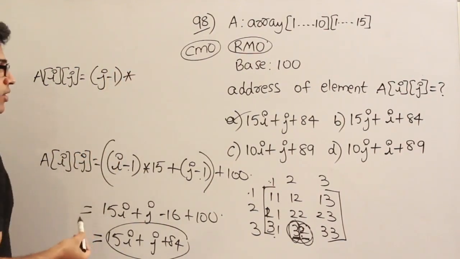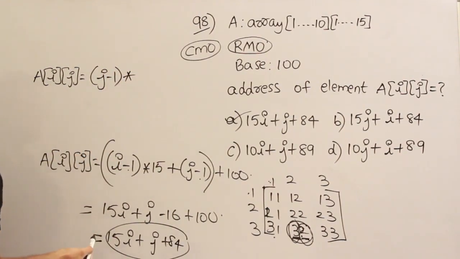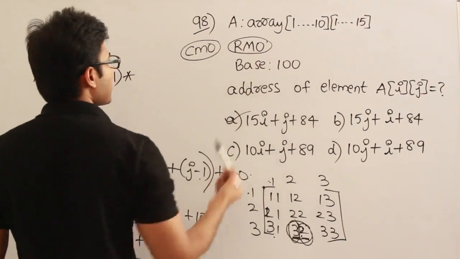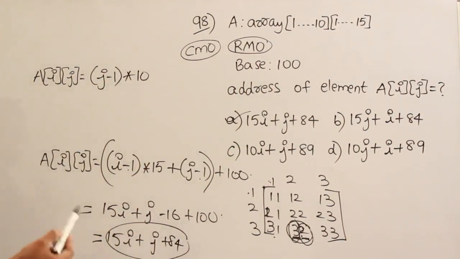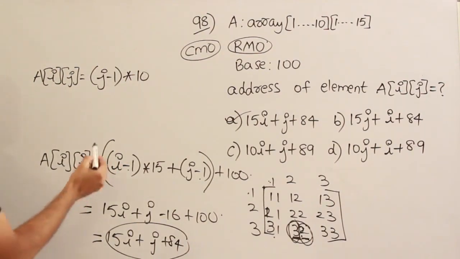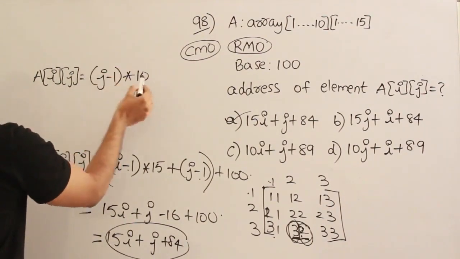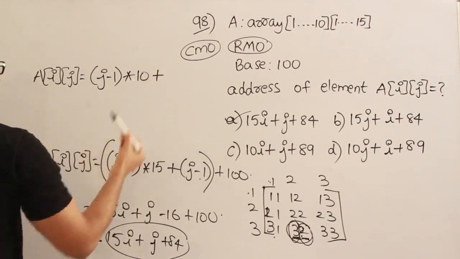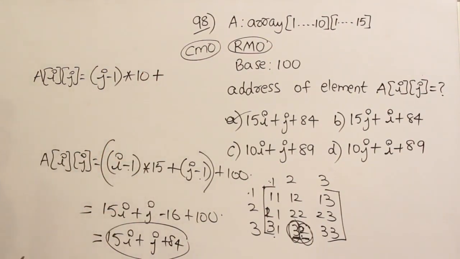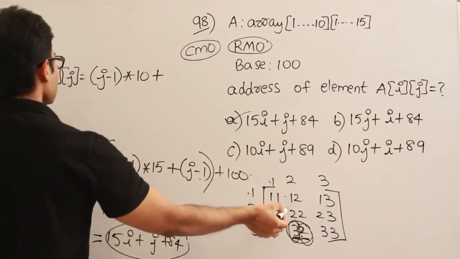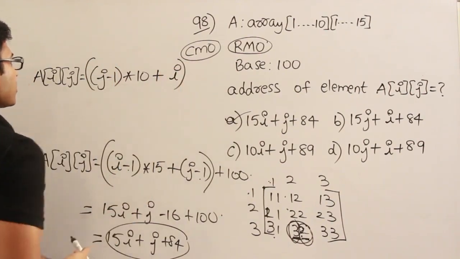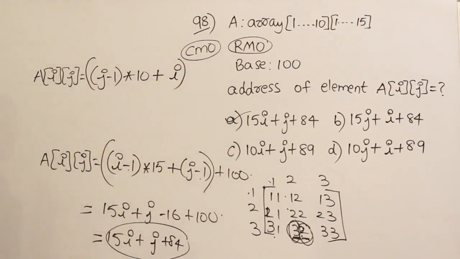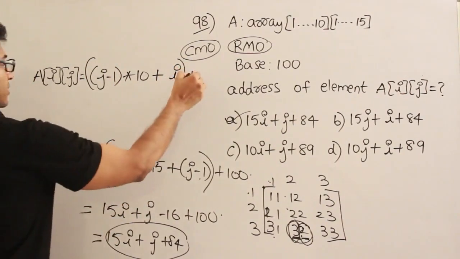So after crossing j minus 1 columns, in order to cross each column, how many elements should be there? The number of rows. And how many rows are there? 10 rows, right? So into 10, this many elements I should cross in order to cross these columns. Plus I have to cross the number of elements in that column. And how many elements are there in this column? I elements. Therefore these are the total number of elements I have to cross in order to reach this particular element, and the size of each one is 1.